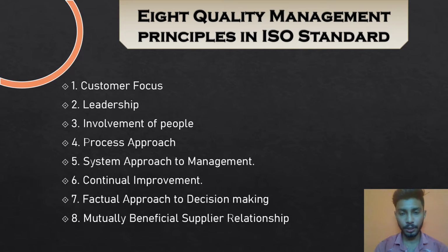The 8 quality management principles in the ISO standard are customer focus, leadership, involvement of people, process approach, system approach to management, continual improvement, factual approach to decision making, and mutually beneficial supplier relationships.